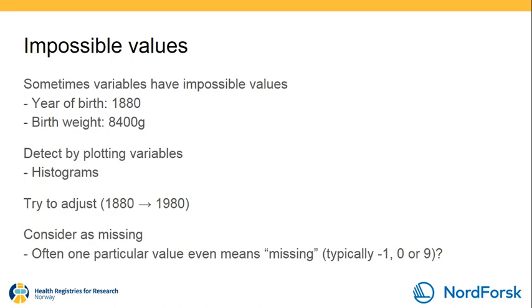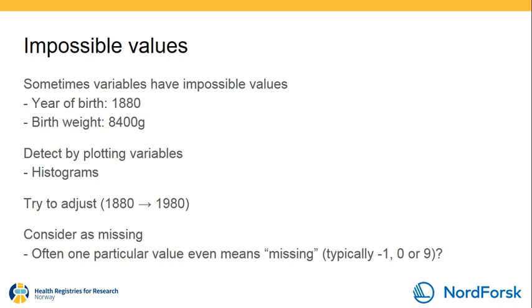Okay, sometimes variables just have impossible values. Like if you have a birth registry that started in the 1960s or 70s, and then you have year of birth 1880, right? Or if you have a birth weight that's over 8 kilos, you just know that there's a mistake here somewhere. Often these can be detected by just plotting the variables. So I recommend that you always do that. These are your important variables. Just plot them. Even if you have to look at 20 or 30 plots, just plot your variables. Histograms are very useful.